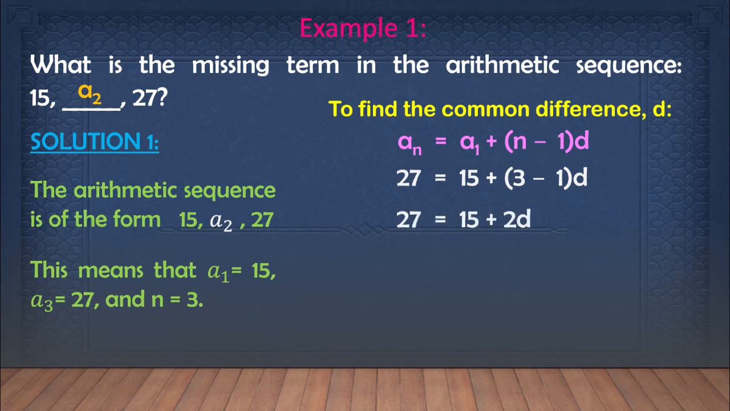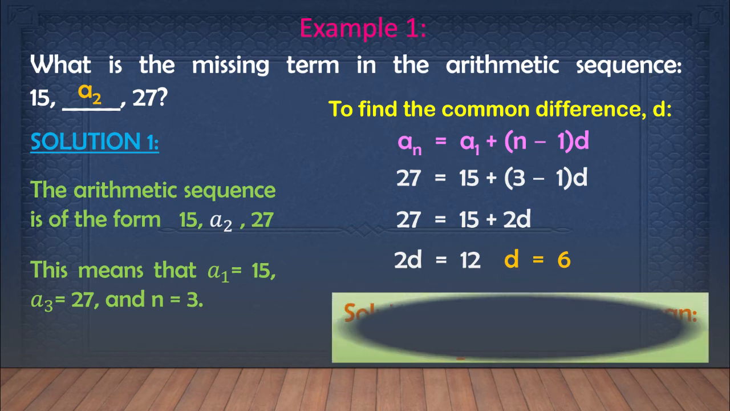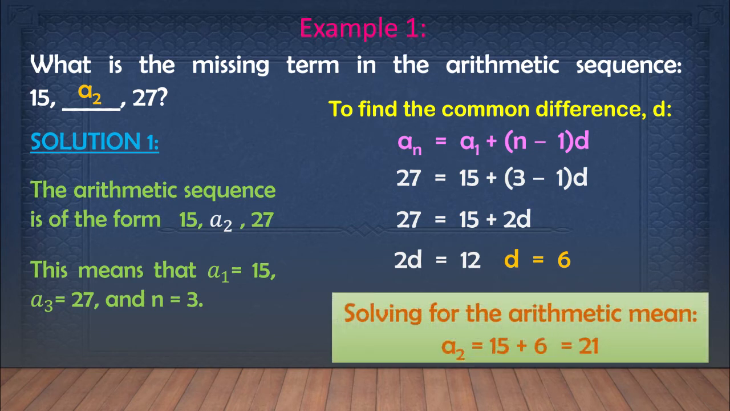So we have 27 equals 15 plus 2d. So 2d is equal to 12. Dividing both sides by 2, we get d equals 6. Now we have the common difference. To solve for the arithmetic mean, the arithmetic mean here is a sub 2. So a sub 2 will just be equal to a sub 1, which is 15, plus the common difference, which is 6. So therefore, the arithmetic mean here is 21.